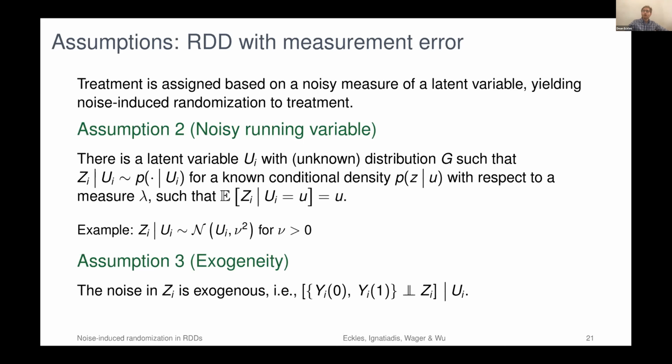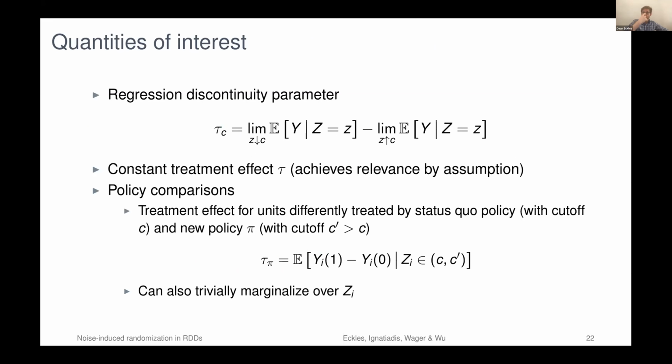Thanks. Cool. So what are some of the quantities of interest we might try to study here? So one is what I already mentioned, this standard regression discontinuity parameter. That's this infinitesimal local average treatment effect where we take limits from both sides. We could also estimate a constant treatment effect. So if we just assume that there is some common tau to all units, we could estimate that. That achieves relevance just by assumption.